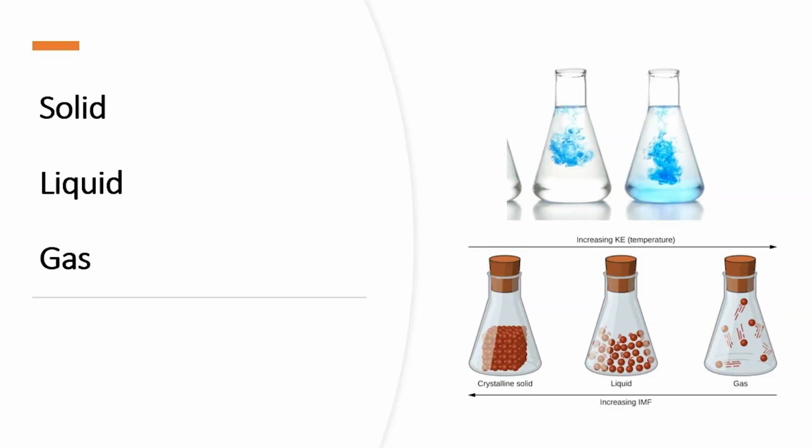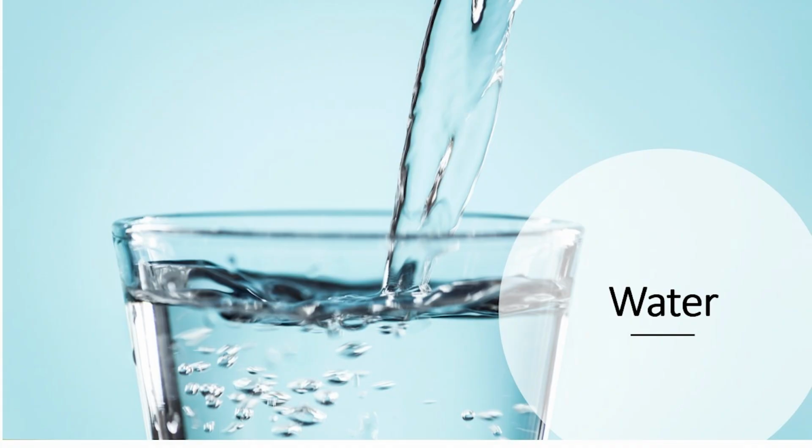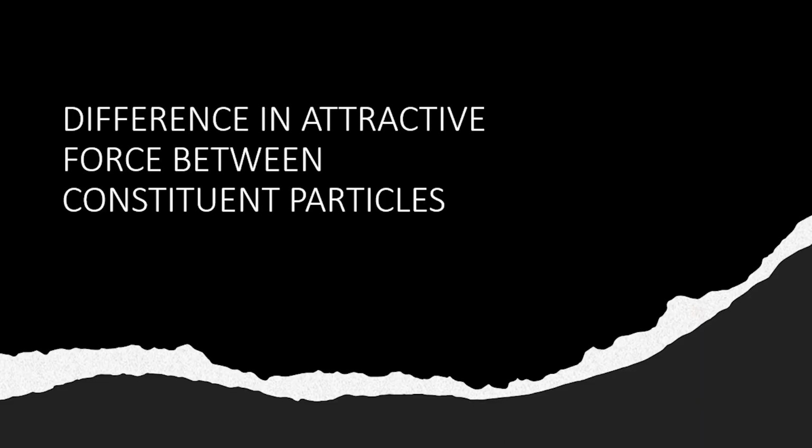Yes, solid, liquid and gas. Everyone knows the answer. Can you give an example of a substance that can exist in three different states? Yes, water. It can exist as ice, water and water vapor. Why does this exist in three different forms? This is due to the attractive force between the constituent particles.